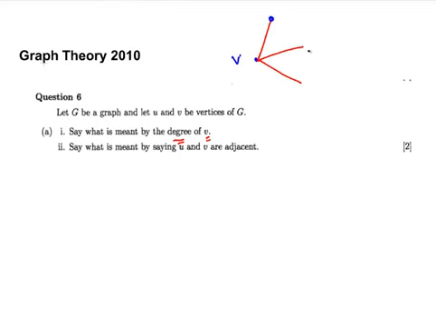The next part is, say what is meant by saying that U and V are adjacent. Suppose this is U here. U and V, the fact that they're adjacent is that they are connected by a single edge to one another. That is what is meant by adjacent. So they are connected by one single edge. Yep, so those are some short theory questions, always good to know.